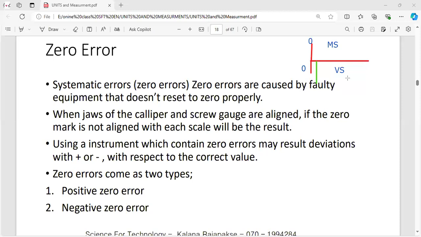Why do we call this a positive zero error? Because whatever measurement we are taking, a small positive value is already included. First of all, we take the instrument and find out whether it is a positive error or a negative error. And if the vernier scale zero is aligned to the left hand side, this is called a negative zero error. So whenever we are taking a measurement, we will find out what the error is.